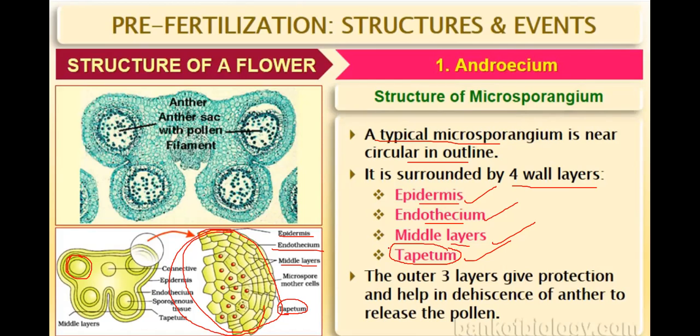This question will come in the CBSE board examination as well as competitive examinations: arrange these layers from outside to inside. What is the sequence of these layers? Epidermis, endothelium, middle layer, tapetum. The outer 3 layers give protection and help in dehiscence of the anther to release the pollen grains.